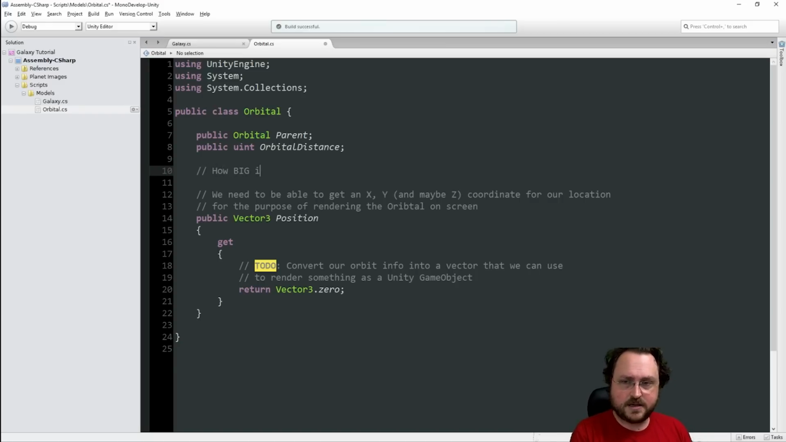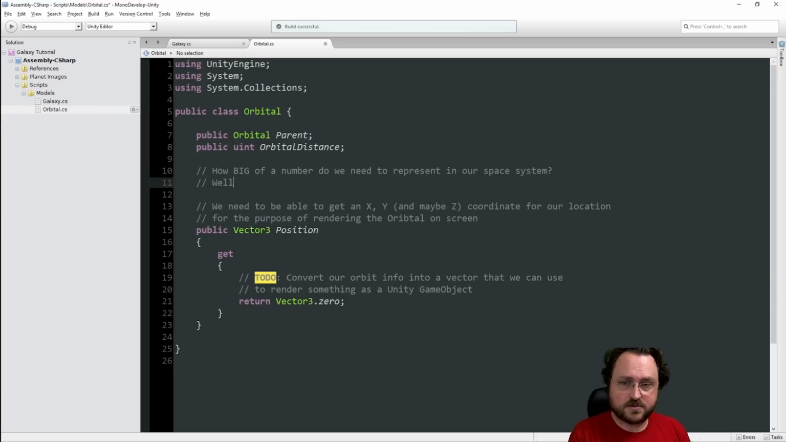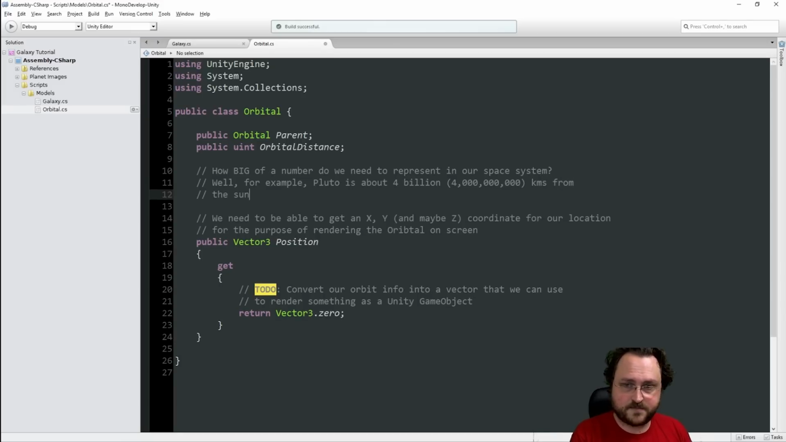How big of a number do we need to represent in our space system? Well, for example, Pluto is about 4 billion, that's 4,000,000,000 kilometers from the sun. Which means if orbital distance represented kilometers, that means the largest value of this just barely sneaks in the distance to Pluto. But of course, there are many things beyond Pluto, which are then too far away.